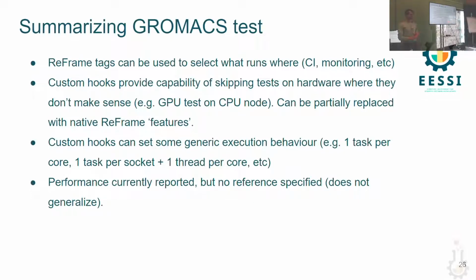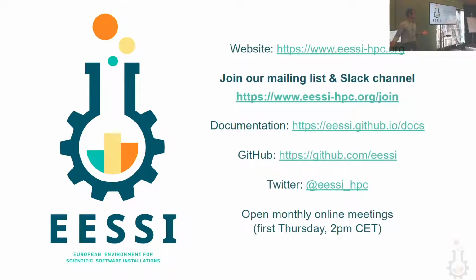We use some generic hooks to set the execution behavior, how many ranks, how many threads we create. And the performance is currently reported, but is not checked against the reference. And that's sort of the status where we are.